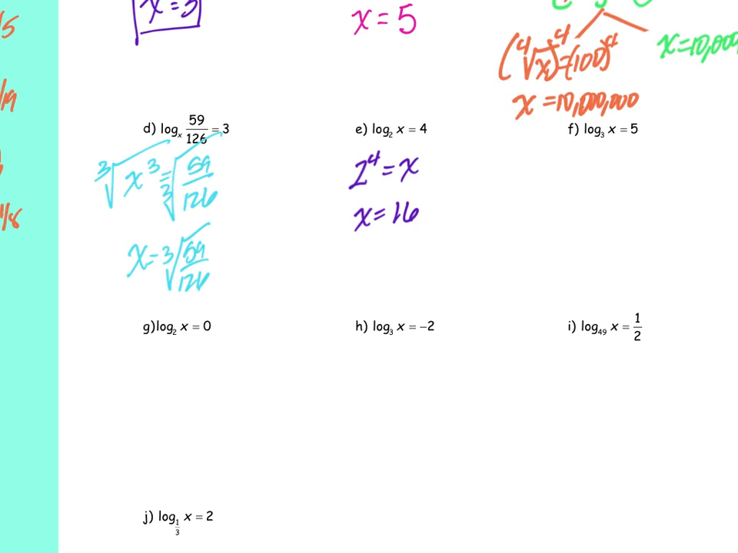Okay. And then the next one says, again, the same thing. I'm still rewriting it as an exponent. 3 to the 5th power equals x. So x is going to equal, anybody know what 3 to the 5th power is? I don't. You can put that in your calculator and say, what is 3 to the 5th power? Yes, Jessica. Nice.